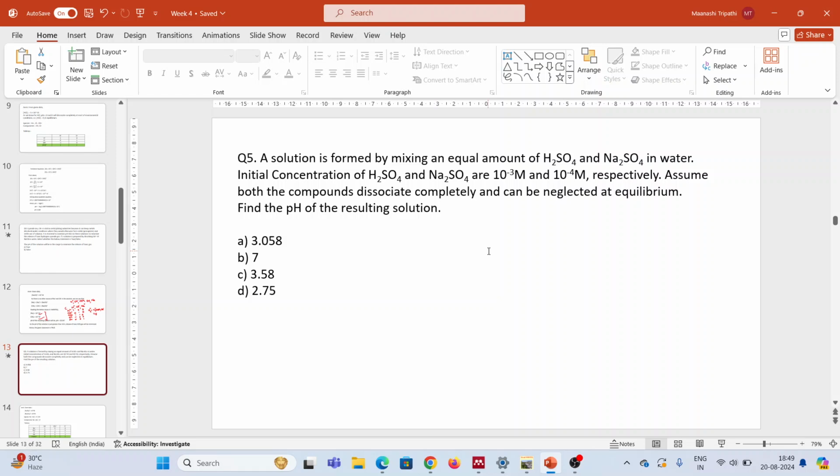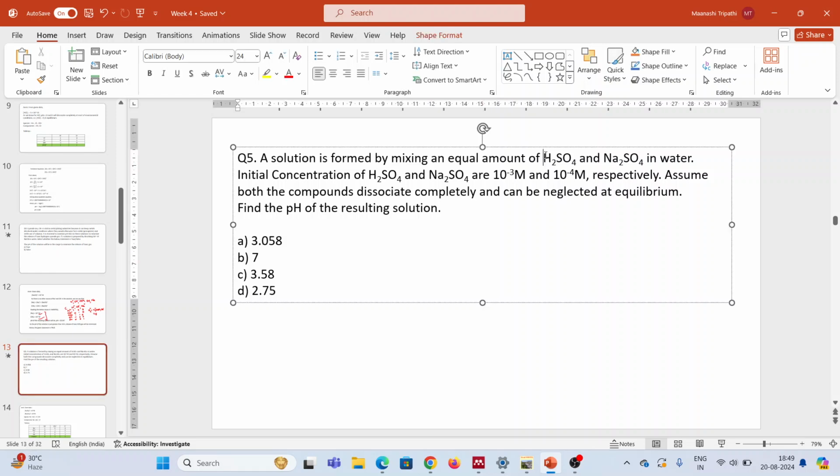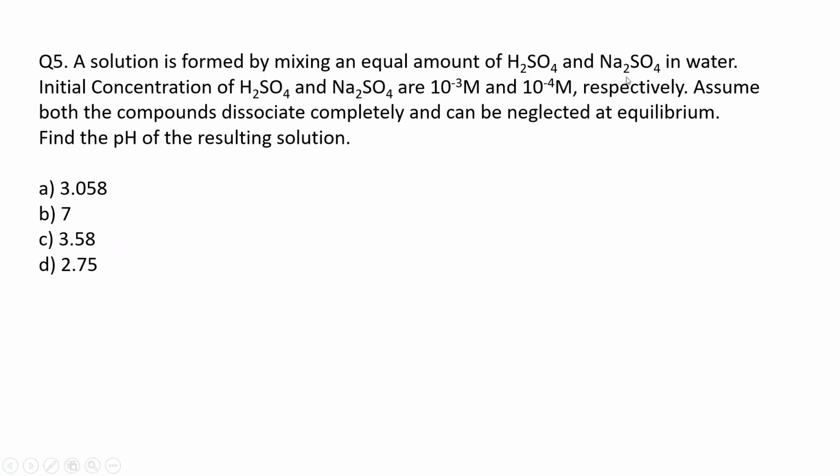Coming to next question. A solution is formed by mixing equal amount of H2SO4 and Na2SO4. Initial concentration of H2SO4 and Na2SO4 are 10 raised to power minus 3 molar and 10 raised to power minus 4 molar. Assume both the compound dissociate completely and can be neglected at equilibrium. Find the pH of the resulting solution.